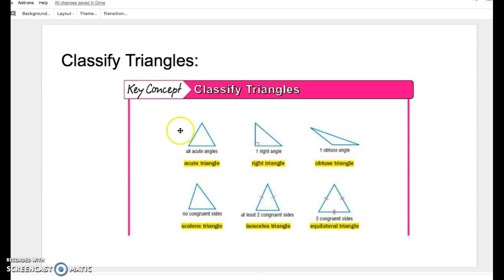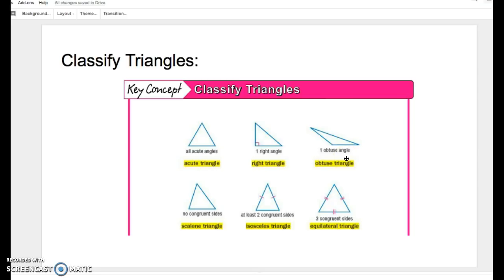So acute triangle would be talking about all angles, so all acute angles, meaning everything smaller than 90 degrees. You have a right triangle, so you have to have at least 1 right angle. You can't have more than 1 right angle in a triangle. And then an obtuse triangle, so it has to have at least 1 obtuse angle.